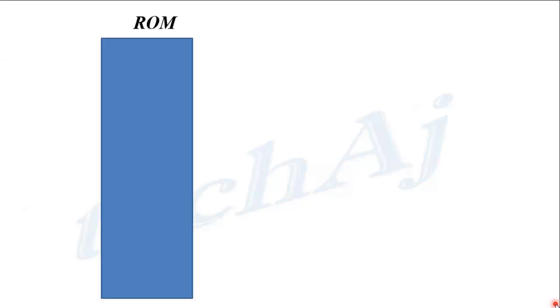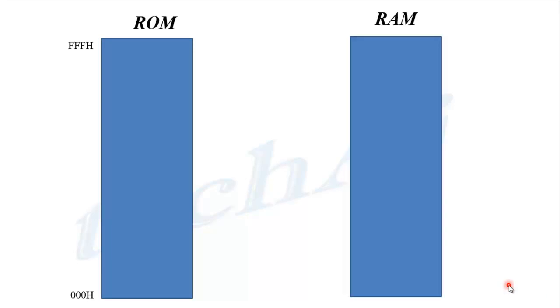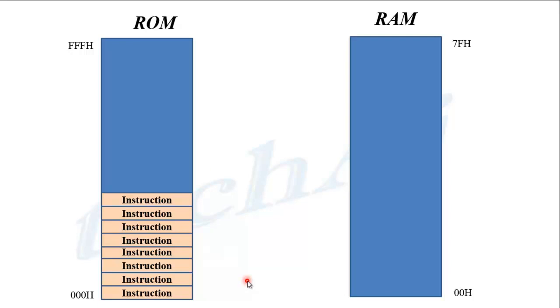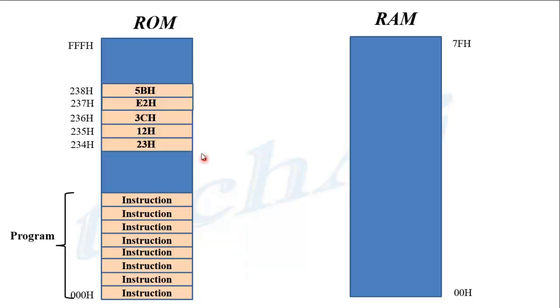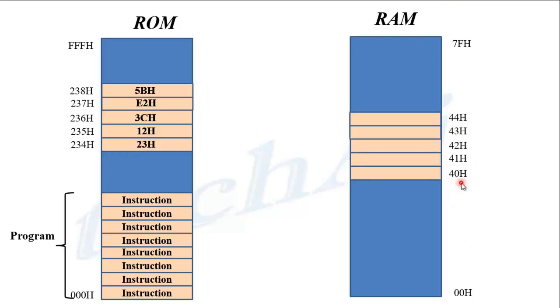Let us understand how this data transfer occurs. This is the ROM memory with its address range and RAM memory with their address range. ROM is a program memory, so initial few address locations have been occupied by the program instructions, and then we can have the data. Here we have to transfer the data from the ROM memory location starting from 234H to the RAM memory location starting from 40H.